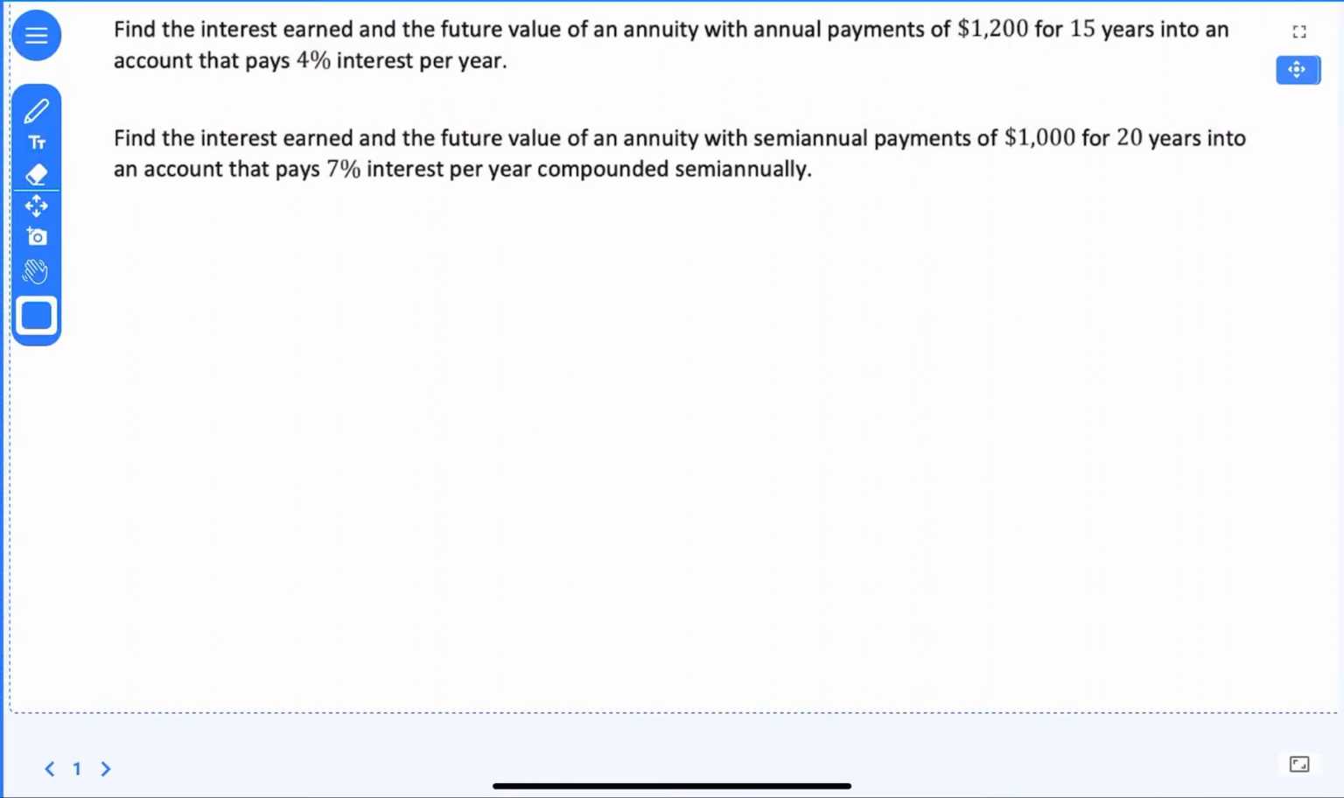Algebra 2, what do we call this? Practical money math test review, I guess. This is lesson 29. Find the interest earned and the future value. Future value of the annuity with annual payments of $1,200 for 15 years in an account that pays 4% interest.